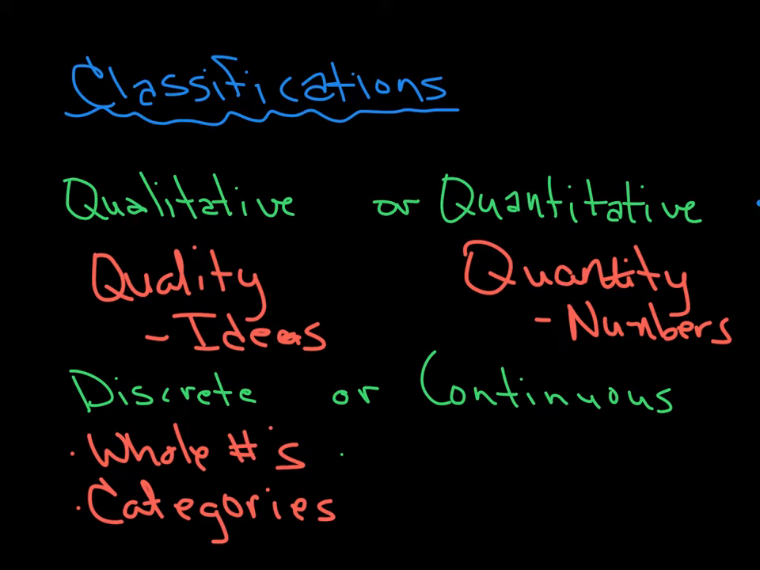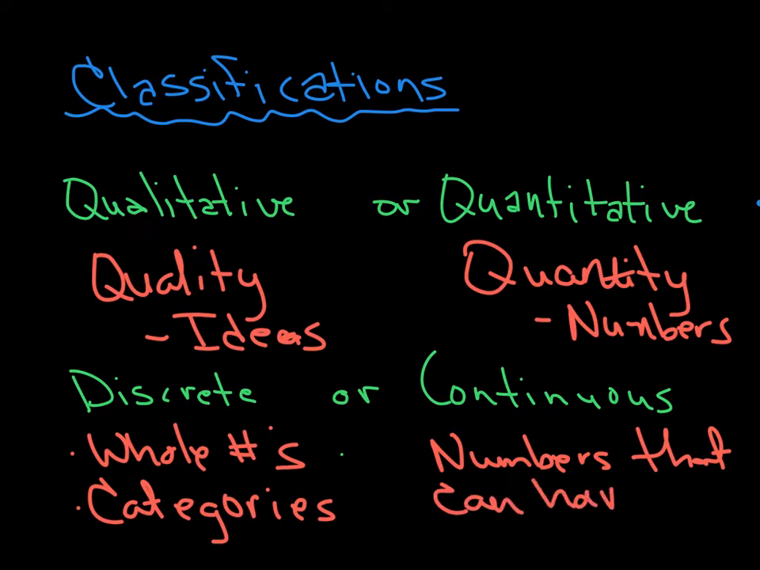Whereas continuous classification, these are numbers with an infinite amount of possibilities. So numbers that can have decimals. That's the key. So it could be fractions or decimals. So if we're talking about exam percentages, you could have anything from 0 to 100%, but you could have any possible percentage in between there.